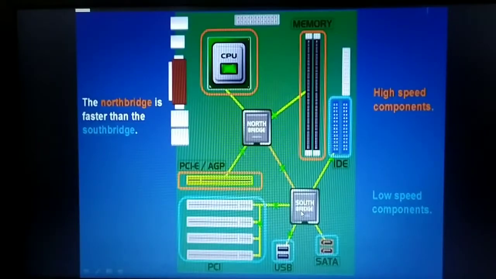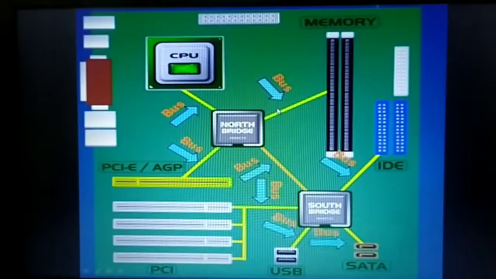So the north bridge and the south bridge both act as an intermediate between the various components on the motherboard. I hope you are understanding. Both the north bridge and the south bridge make the connection to the various parts through the pathway called the bus, which I have already explained. And what is this bus? It is simply a pathway that allows data and signals to travel between the components on the motherboard.